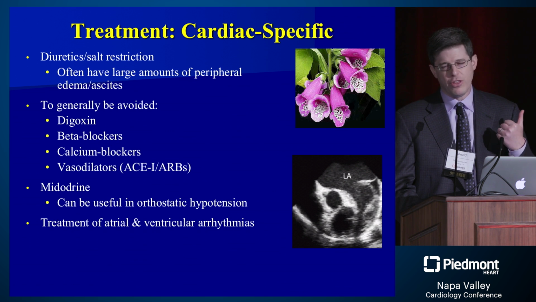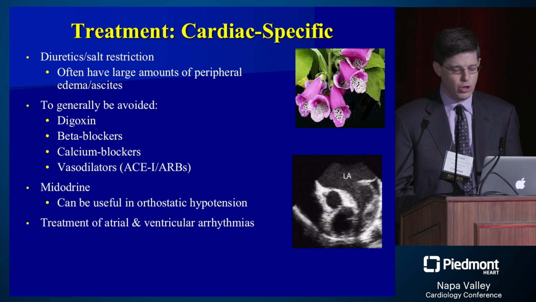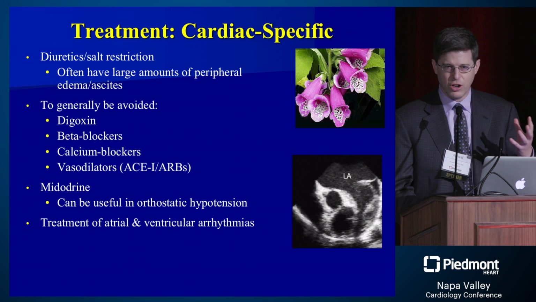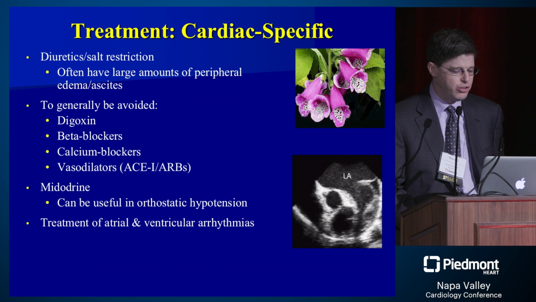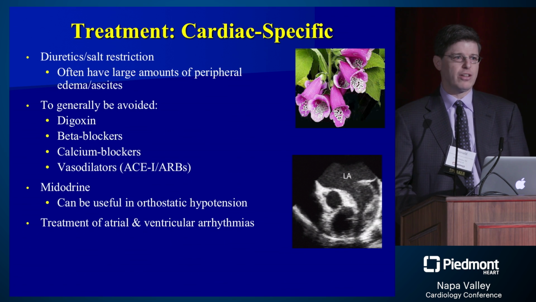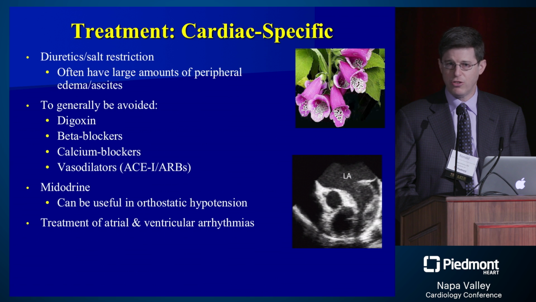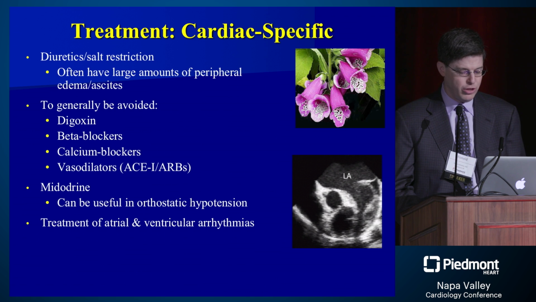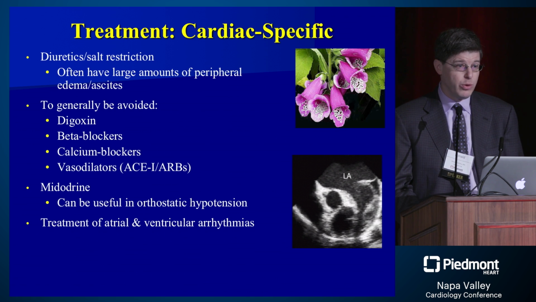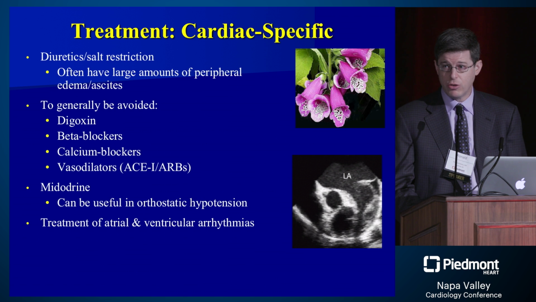Why? Because there's a lot of hypotension that the patients will have because of autonomic dysfunction, the fact that they typically have a small stroke volume with a small cavity, heart block. So these are generally not advised. Digoxin can also bind to amyloid fibrils and cause dig toxicity. Midodrine, in fact, is often needed as a peripheral vasoconstrictor for postural hypotension. And then treatment of atrial arrhythmias is often needed, as atrial fibrillation is often poorly tolerated with this disease.